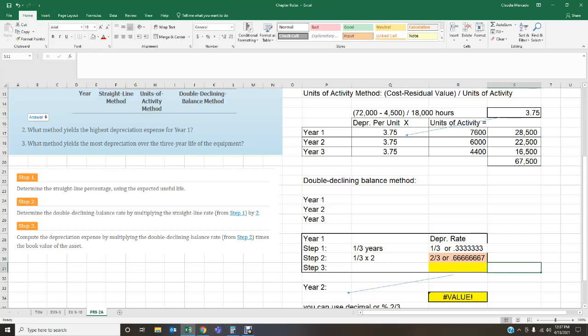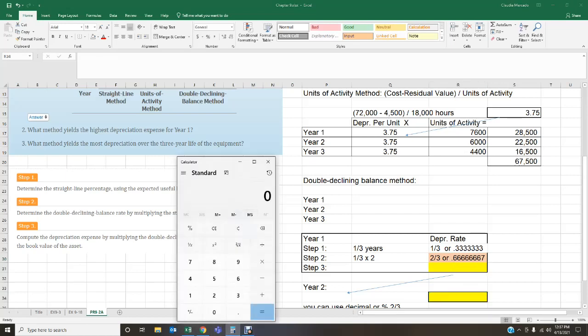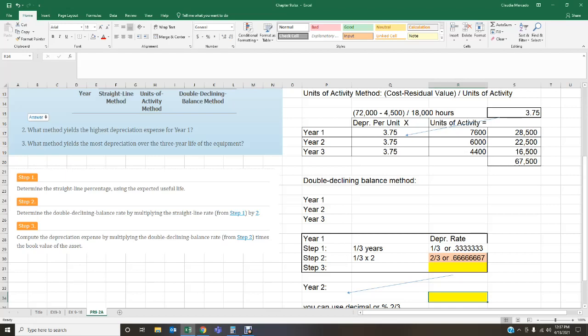Whatever the calculator is, okay? So we're doubling it. The original depreciation rate was 1 over 3. I'm doubling that, so it'll be 2 over 3. 1 over 3 times 2 will give you 0.6666667. So you can decide whether to use a fraction or a decimal.